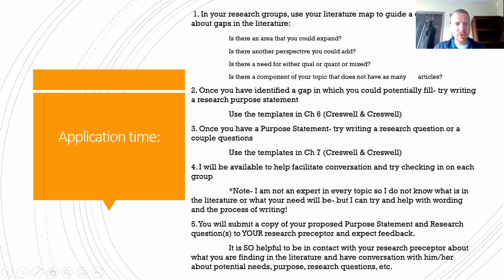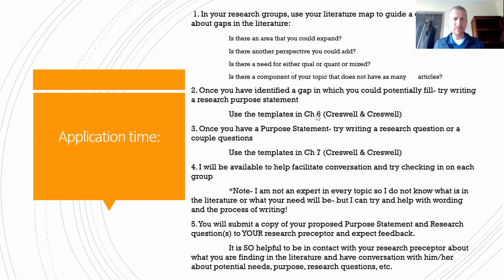So in your research group, and hopefully this will help you with applying, we talked about the literature maps today to help you identify gaps in the literature. And so some questions to ask yourselves as group members: are there areas that you think you could expand? Is there another perspective you could add? Right? Is there a need for either a qualitative study, a quantitative study, or is there a further need for a mixed method study? Is there a component of your topic that doesn't have many articles?